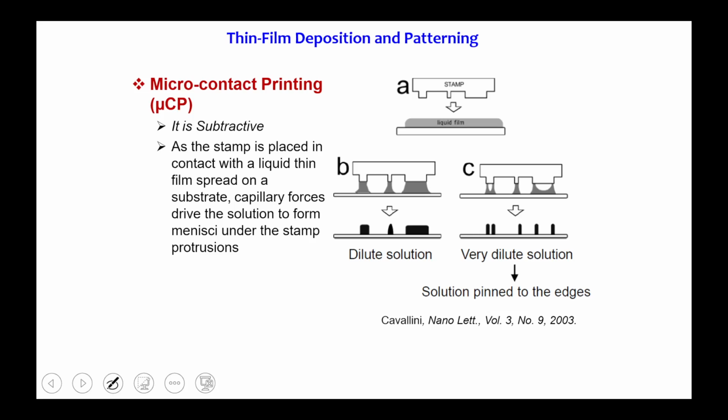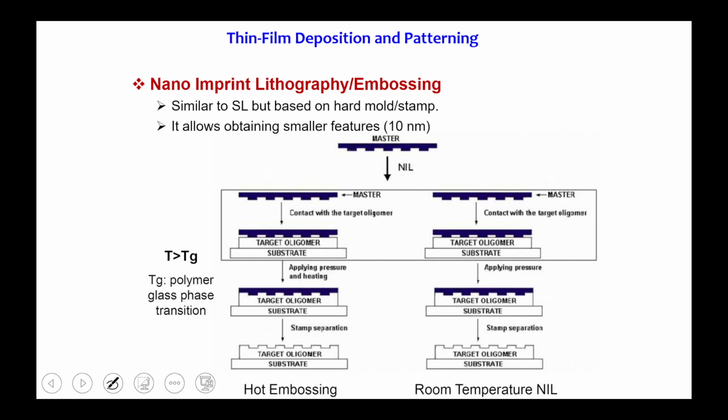This is another technology, micro printing technology. This is nano imprint lithography, NIL, embossing. So this is the mask, that master mask, and you have to contact this mask with the target oligomer, touch it, and then expose it. There are two modes: room temperature and hot imprinting.